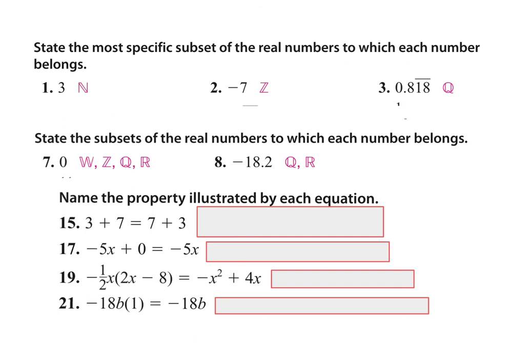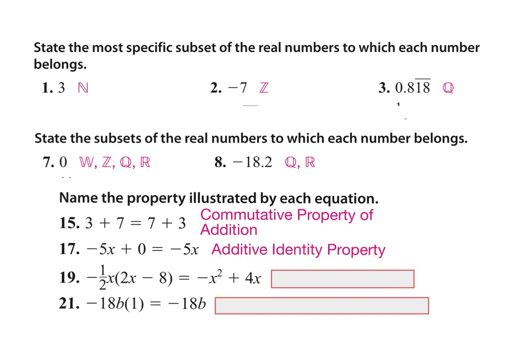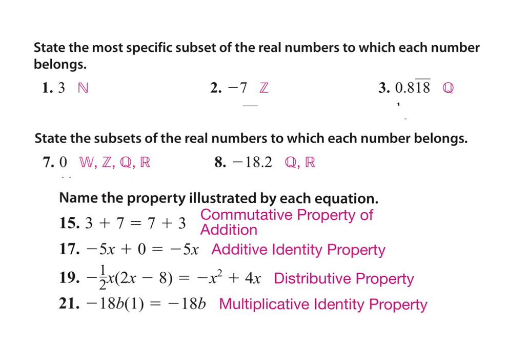These next ones are just naming the properties. I have 3 plus 7 and 7 plus 3. We just changed the order. That is the commutative property of addition. Negative 5x plus 0 equals negative 5x. Additive identity property, or you could say identity property of addition, right? Negative 1/2 x times 2x minus 8 is the same thing as negative x squared plus 4x. They just distributed: the distributive property. And then negative 18b times 1. Anything times 1 does not change its identity. So this is the multiplicative identity, or identity property of multiplication, either one.